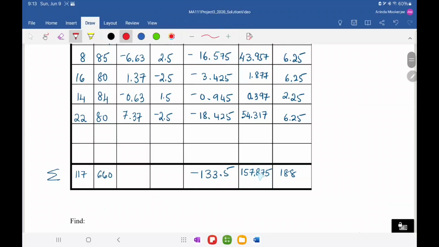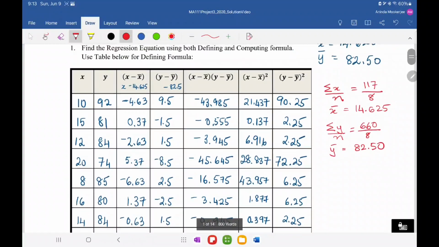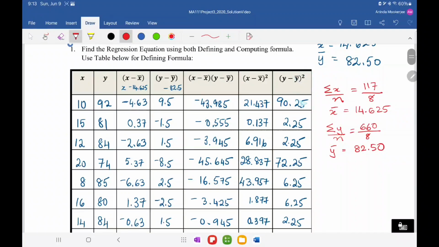So these are the sums, 157.875. These are the squared differences between individual x values and the mean of all the x values. And we do the same thing with the y value. So y minus y bar squared, 9.5 squared is 90.25. Negative 1.5 squared, 2.25, and so on.